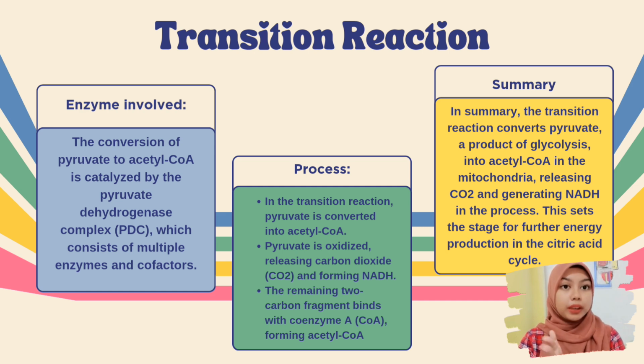It starts with pyruvate. Pyruvate consists of 3 carbon units, and when it is oxidized, it releases carbon dioxide and forms NADH. Then the remaining 2 carbon unit will bind with coenzyme A and form acetyl coenzyme A. In summary, pyruvate, the product of glycolysis, will convert into acetyl coenzyme A through the transition reaction in the mitochondria, and it releases carbon dioxide and NADH in the process.